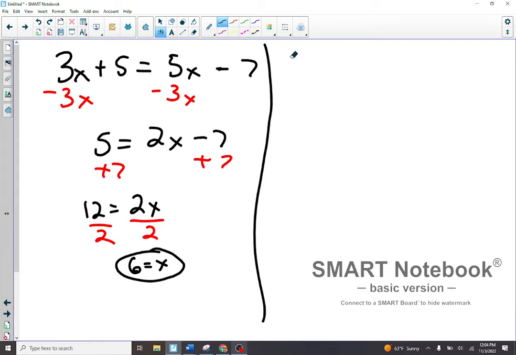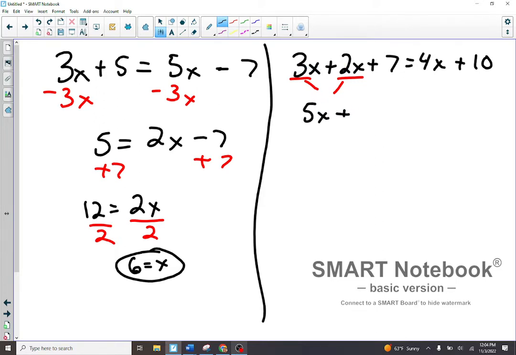Another situation. 3x plus 2x plus 7 equals 4x plus 10. Before you move over the x's or the y's or any variable, you want to make sure you combine like terms first, or distribute if that's important also. So I'm combining 3x and 2x into 5x plus 7 equals 4x plus 10.